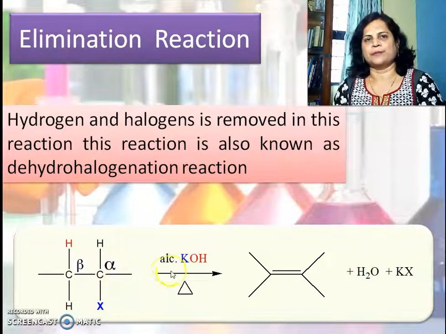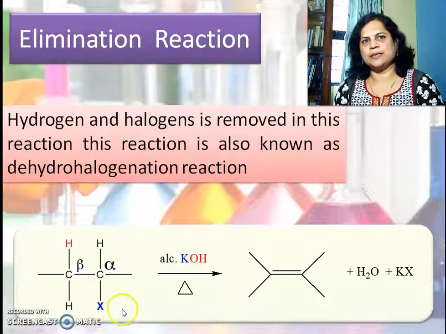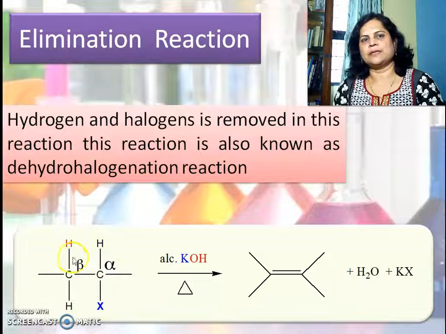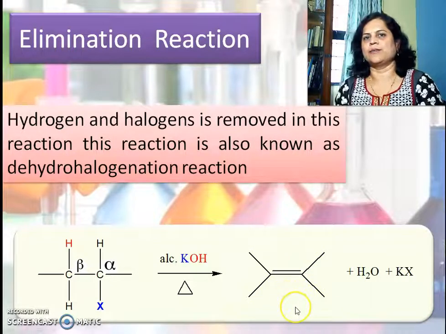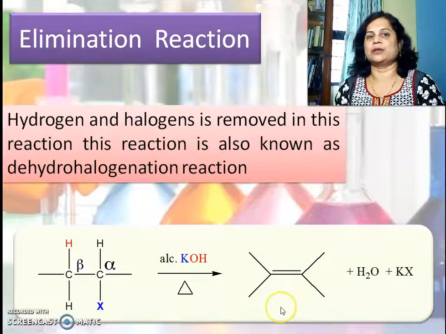Alcoholic KOH. Now see, the alpha carbon atom on which halogen is present, and the beta hydrogen that is present on the beta carbon atom, removal of the beta hydrogen and that alpha halide group, removal of these two groups, and the product formed is an alkene by using alcoholic KOH on heating.